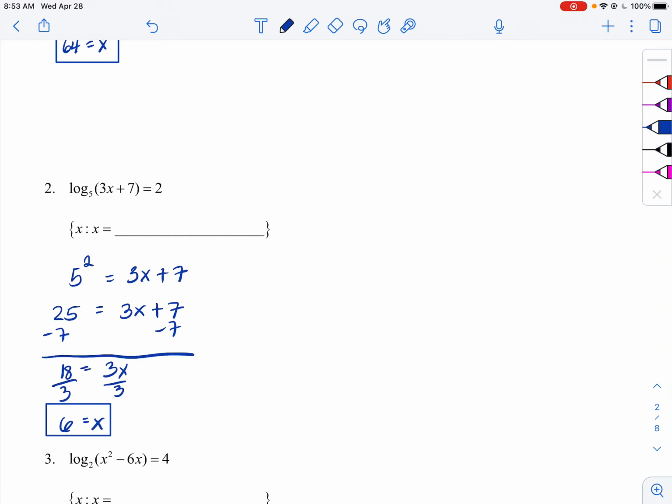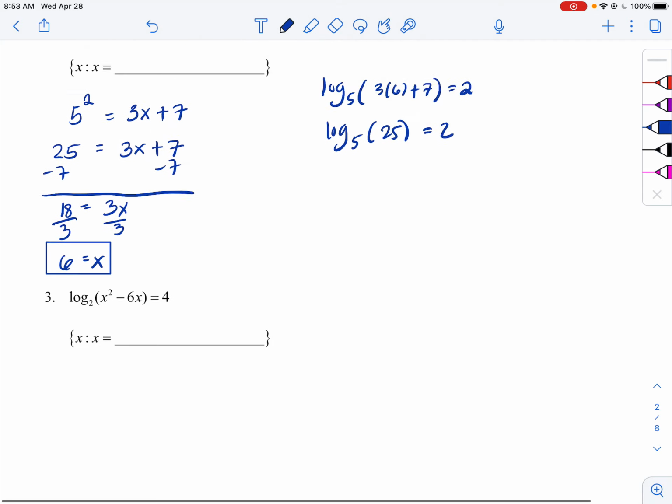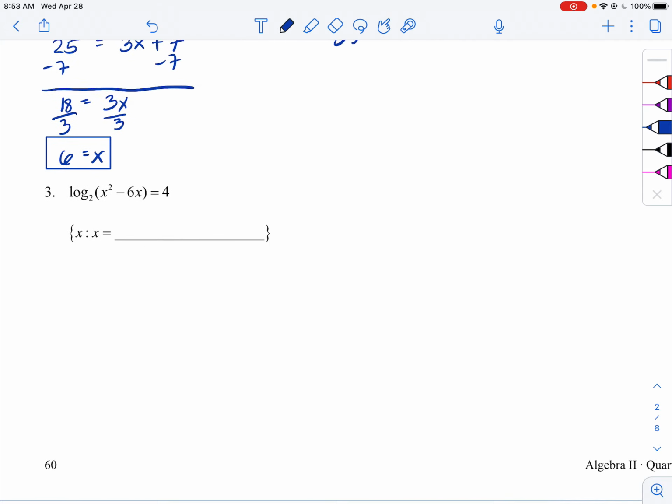Okay, so if I plug 6 into the log, it is very obvious that it's not going to be a negative number. So we are good to go. So log base 5 of 25, right? 18 plus 7, that's 25. And if you want to check further, 5 squared is 25. So we are good. Moving on.